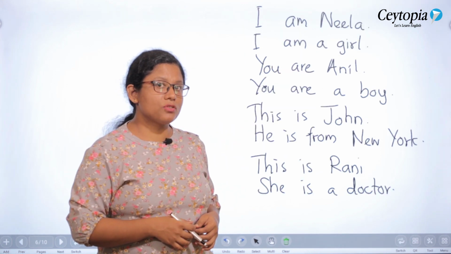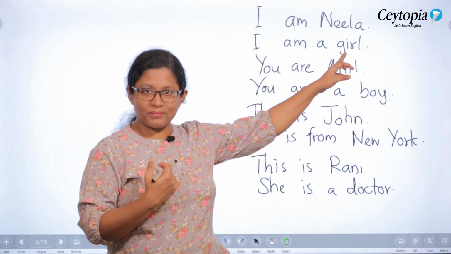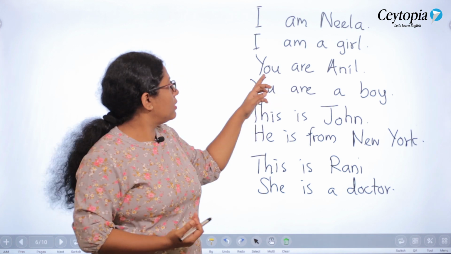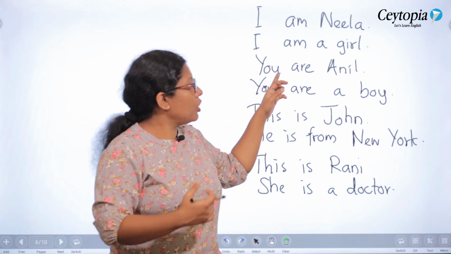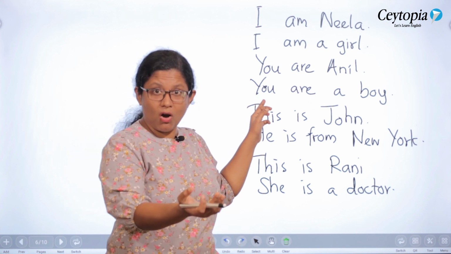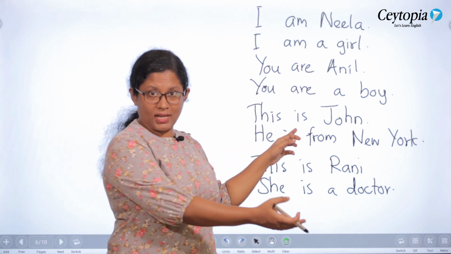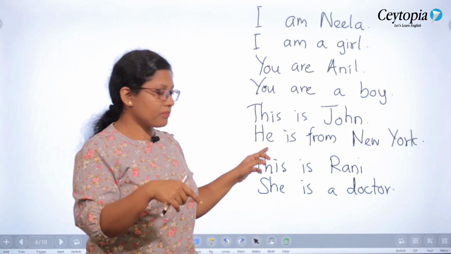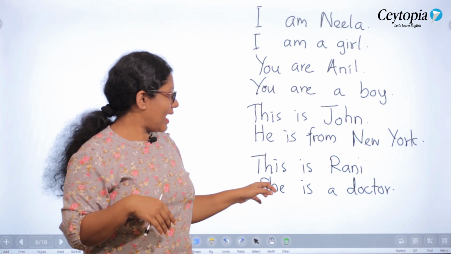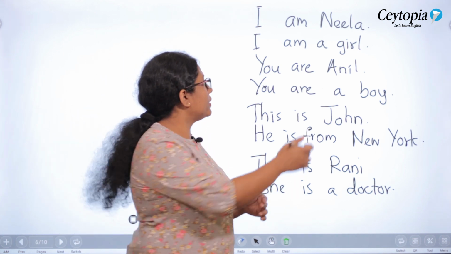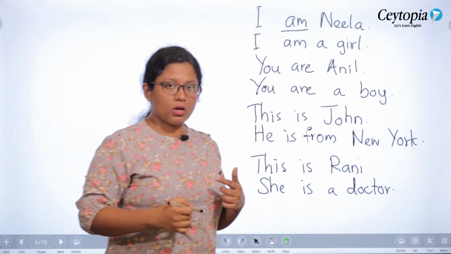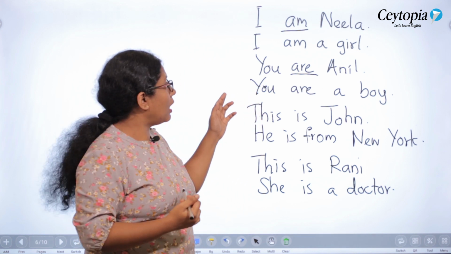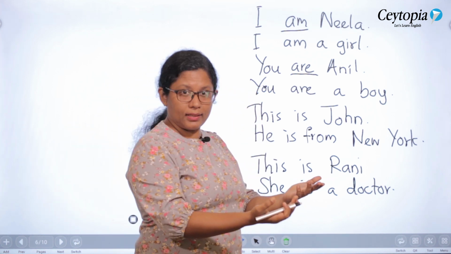Let's take a look at a situation. I am Neela, that is my name. I am a girl, it's about me, I am a girl. And I am talking about you. You are Anil, you are a boy. This is John and I have a friend here. This is John, he is from New York. And this is Rani and she is a doctor. With I we used am and when I am talking about you I use are. I am Neela, I am a girl. You are Anil, you are a boy.